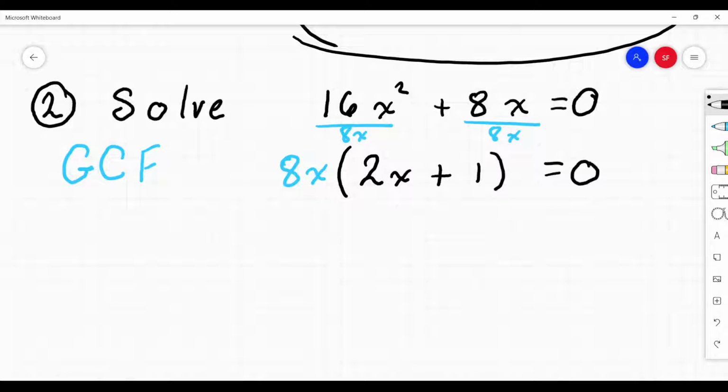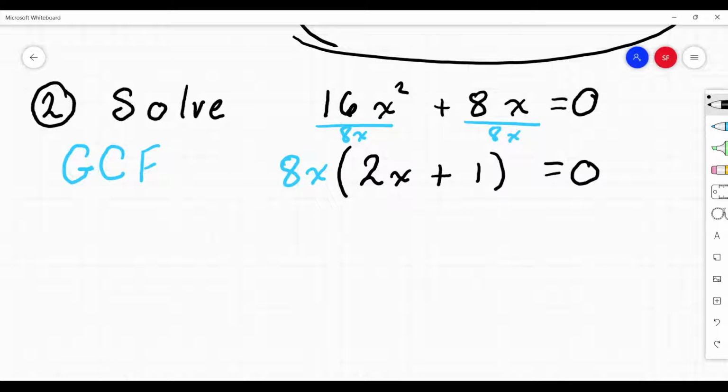Equals 0. Technically, you could just take out an 8, which would just leave you with an x, so you'd have to solve it a different way. But on this problem, you could still solve it with that. But you want to take out the greatest common factor because it's going to be easier.